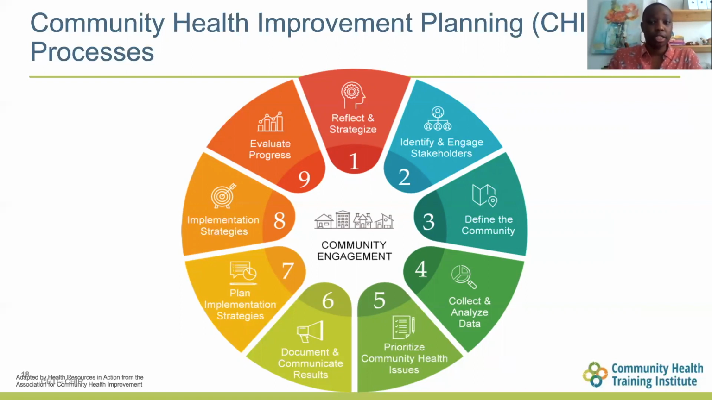Next, you want to prioritize community health issues. Before prioritizing the issues, you should identify the criteria for prioritization. Consider need among vulnerable populations, ability to have a measurable impact, availability of resources, among other criteria. At the end of this step, you should be able to describe which needs were not prioritized and why.